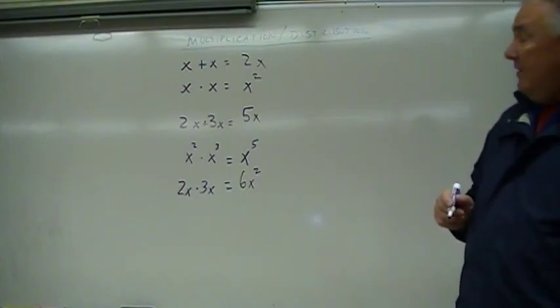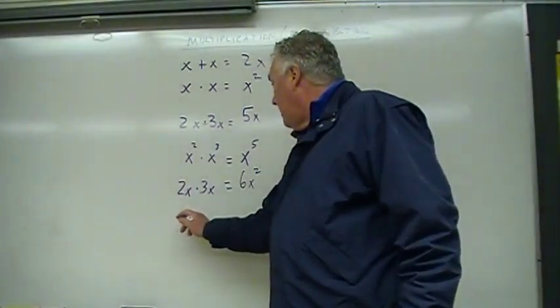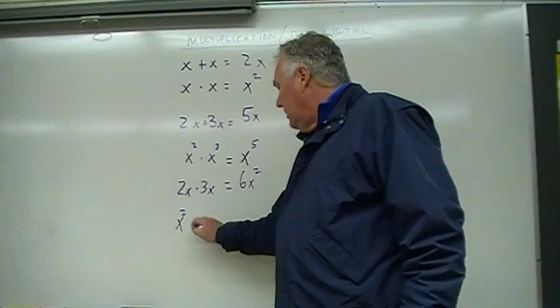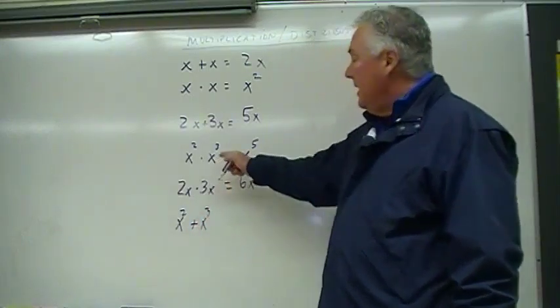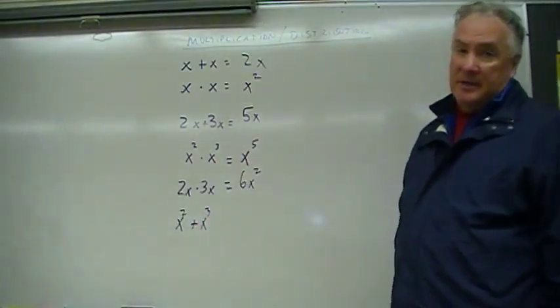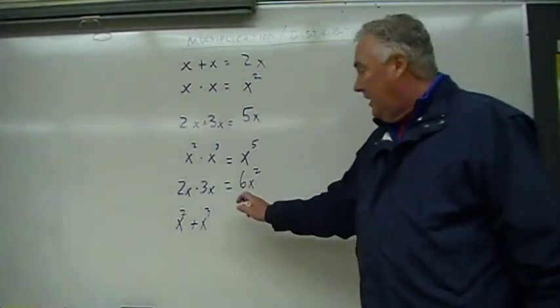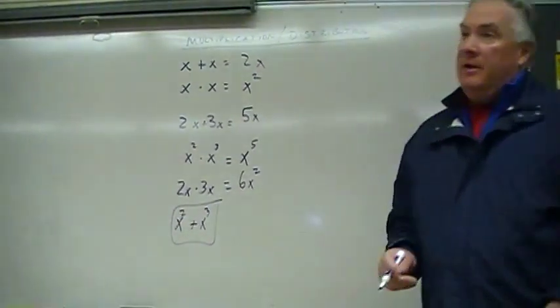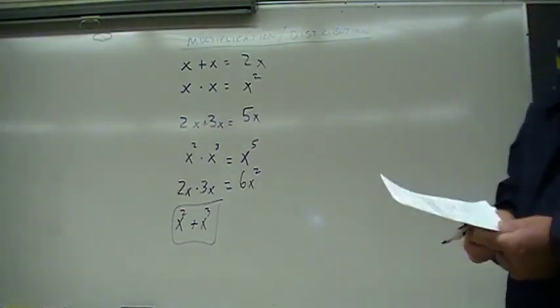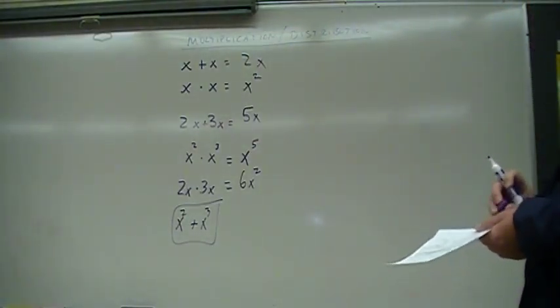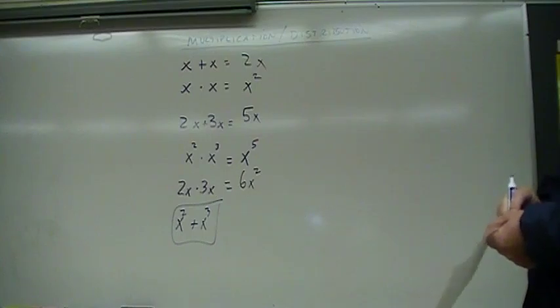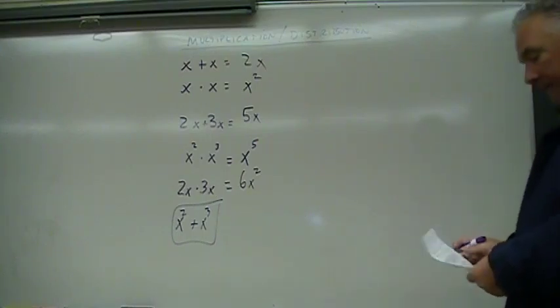One last one I'll have you take down over here. How about x to the second plus x to the third? Here we multiplied them and got x to the fifth. Well, adding them together, we can't do it. This is your answer. They're not like terms, so we cannot add them together. So x squared plus x to the third, that's as simple as you can get it.